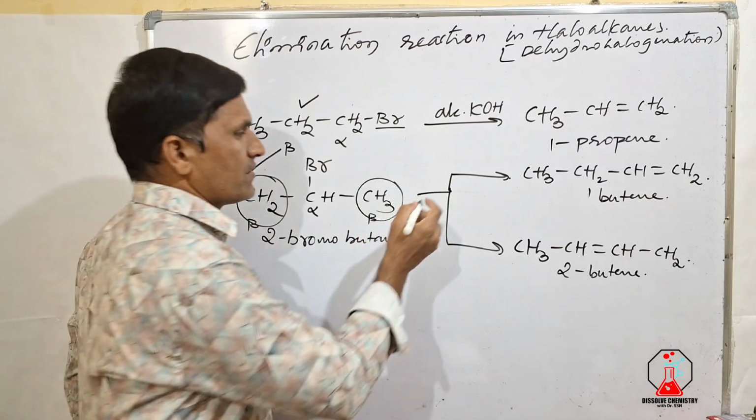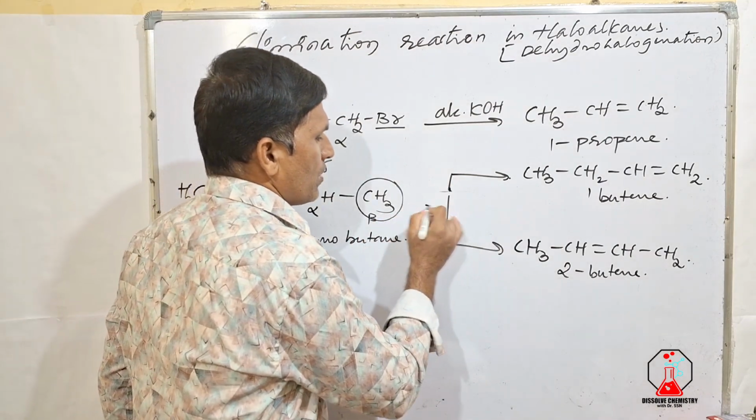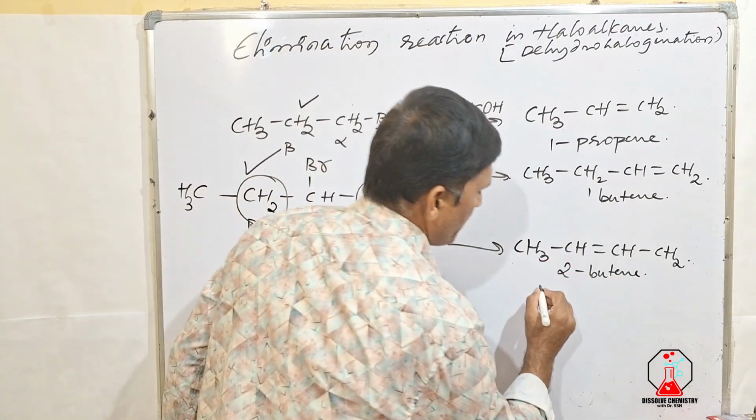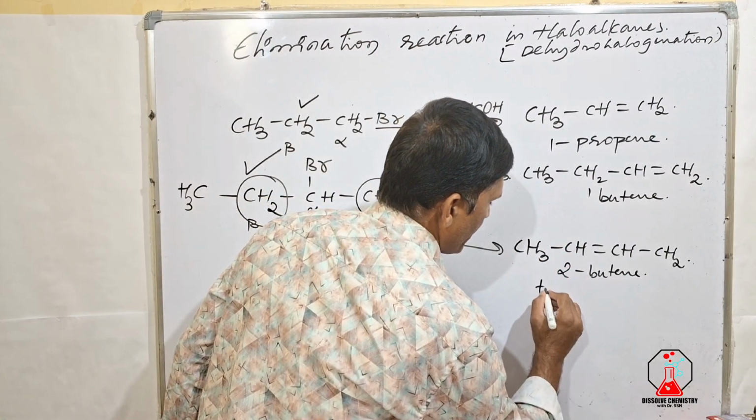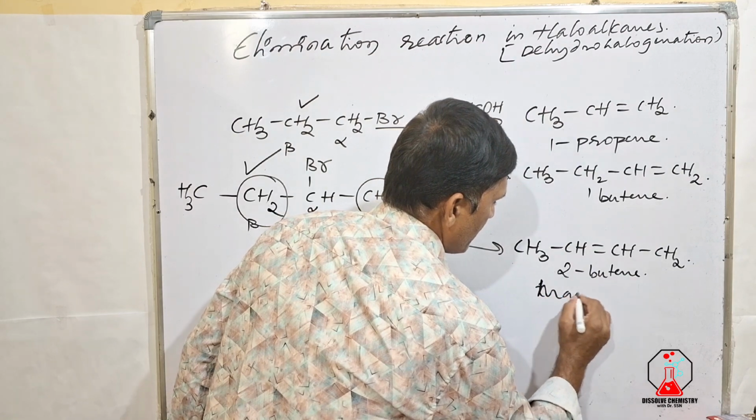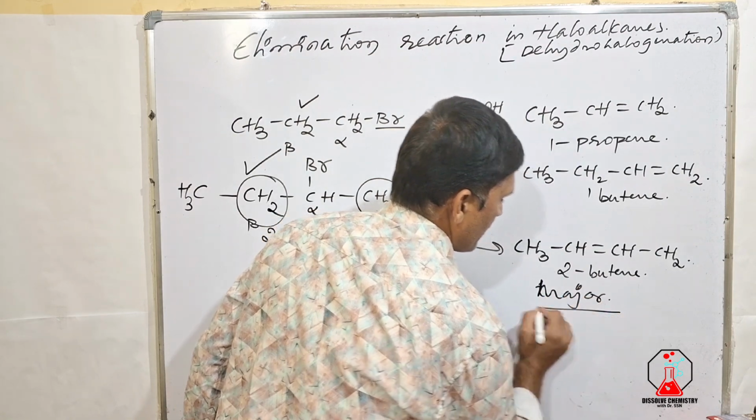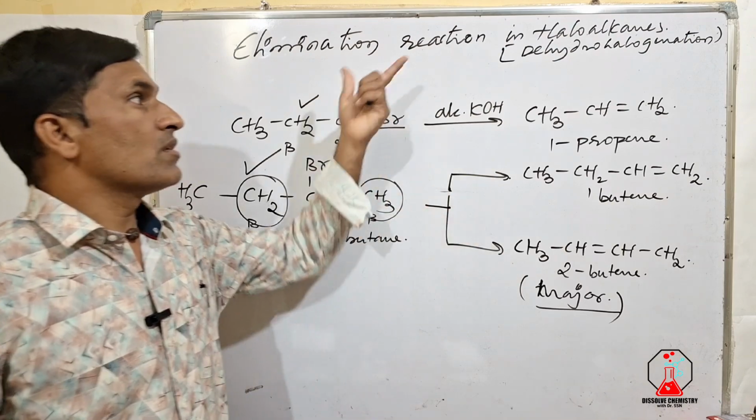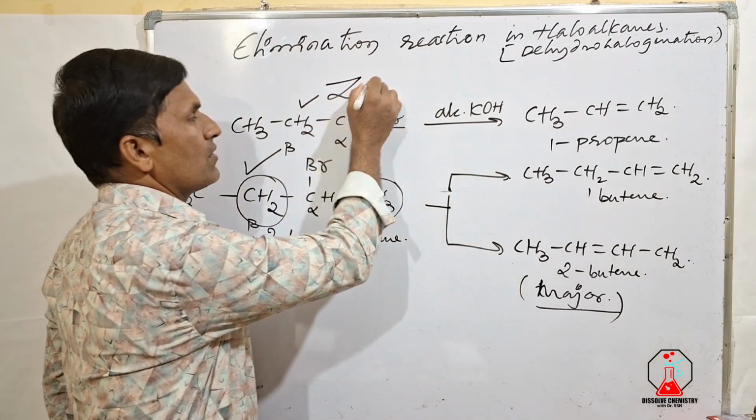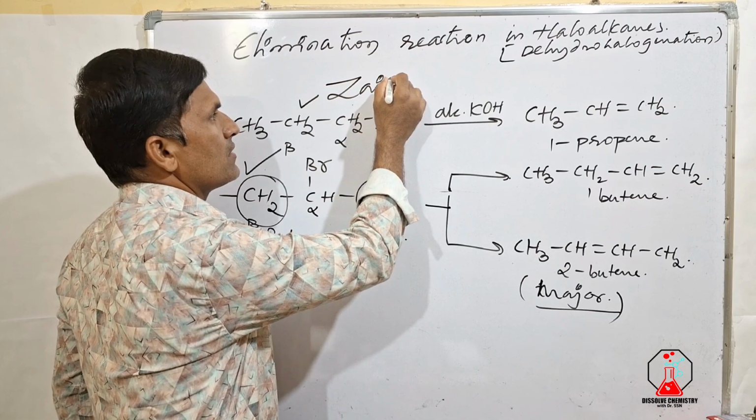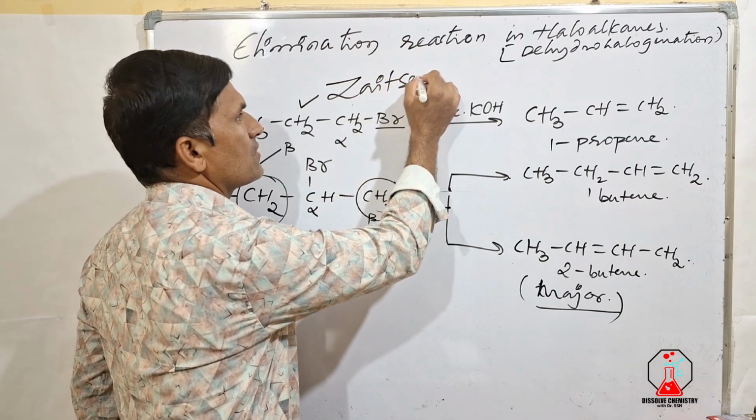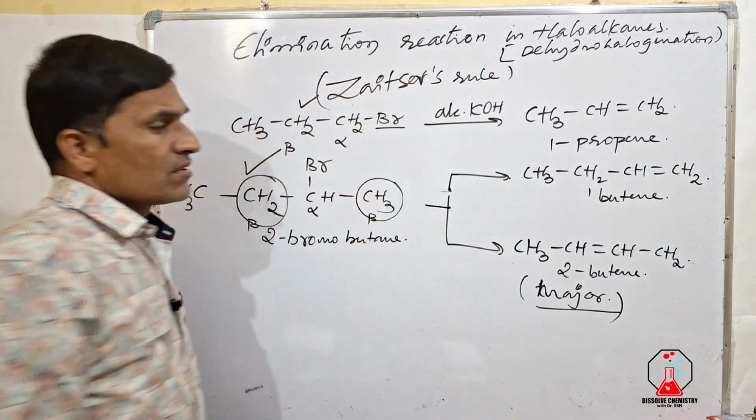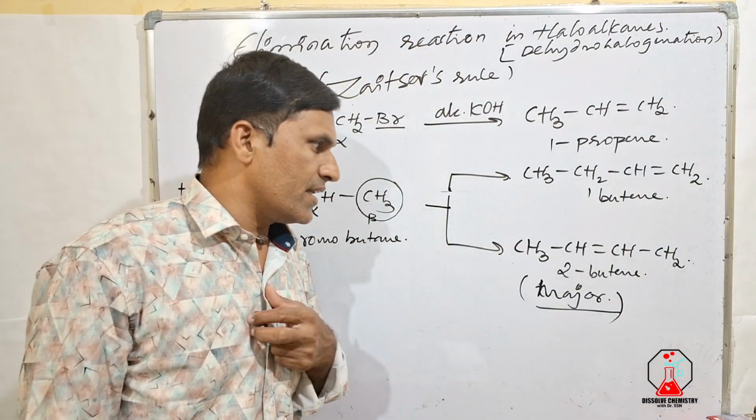But this is not the case. In the presence of a strong base, the major product will be 2-butene. On what basis do we say that? It is based on Zaitsev's rule, we call this Zaitsev's rule.